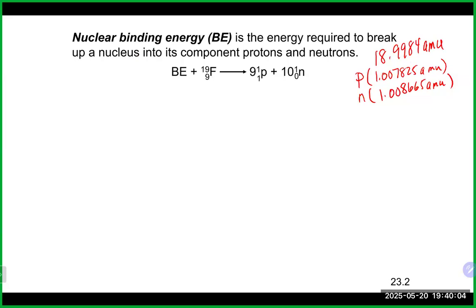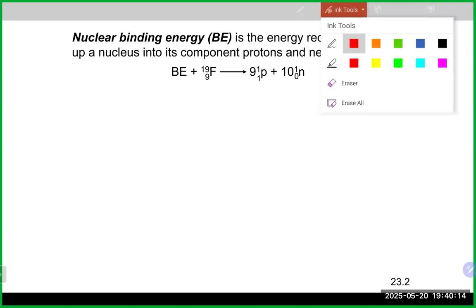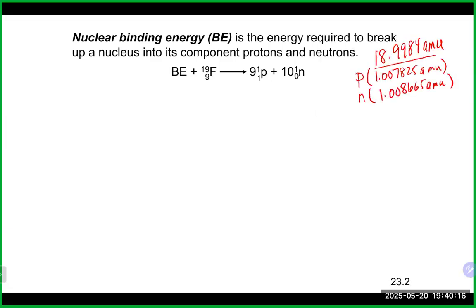Let's say we had a fluorine isotope that had an atomic mass of 18.9984 AMU, and we wanted to calculate the nuclear binding energy. So let's go through this together, and we'll look at it a couple of ways that you could do it, and then you could choose whichever way you want. The first thing we want to figure out is the mass defect. The mass defect is the difference between our protons and neutrons, which make up the nucleus, and the mass of the actual isotope itself.